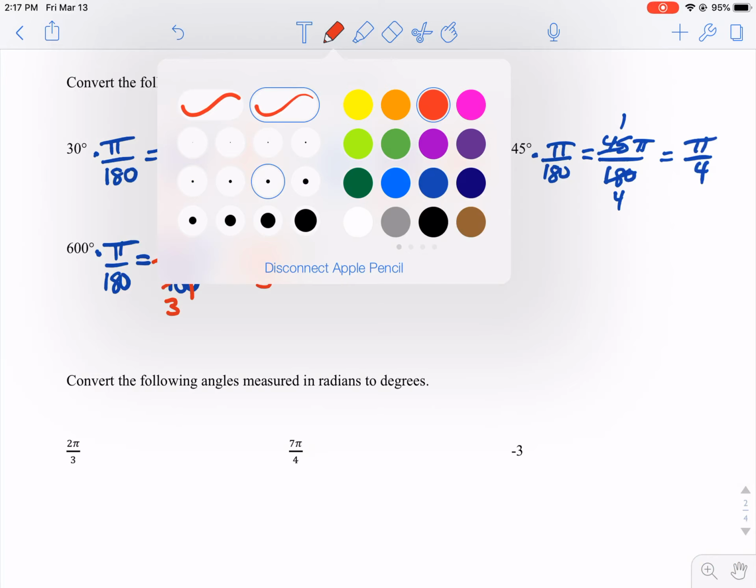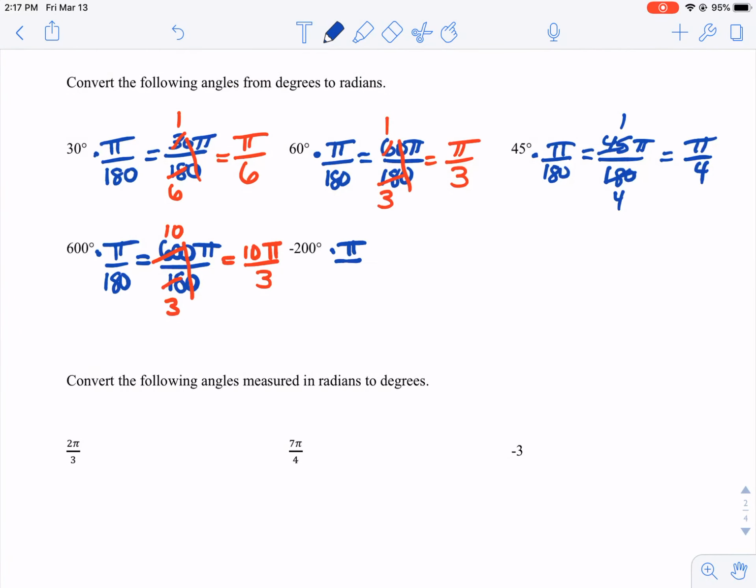And the negative 200 times pi over 180. Negative 200 pi divided by 180. Divide them both by 10 and knock off the zeros. And looks like 2 will go into both. So 2 goes into 20 10 times. 2 goes into 18 9 times. So we get a negative 10 pi over 9 radians.